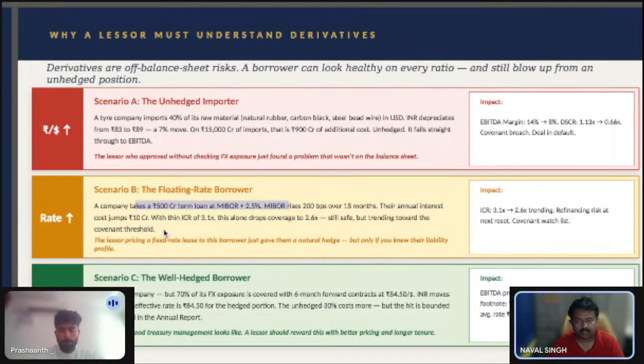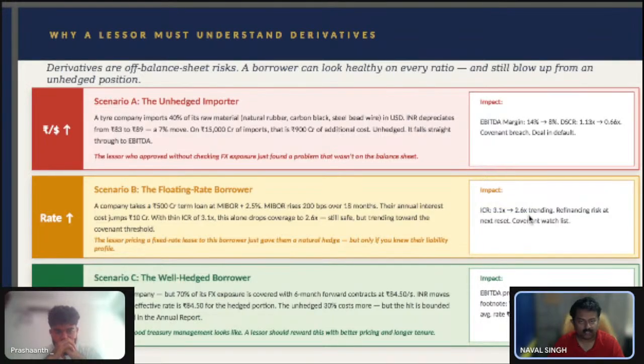So a lesser pricing of a fixed rate lease to this borrower gives them the natural hedge. But we need to know their liability profile, how much they have to pay if they already have other debts. Because if the floating rate floats and becomes high, the interest coverage ratio immediately falls. At a higher interest rate, they will not be able to pay the interest.